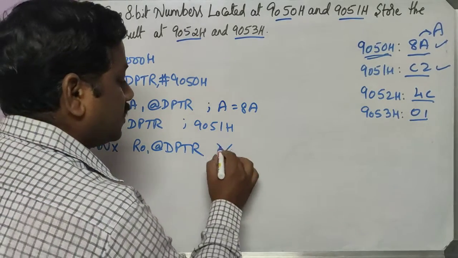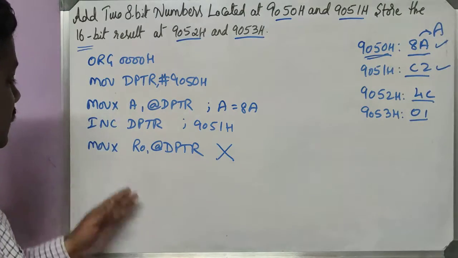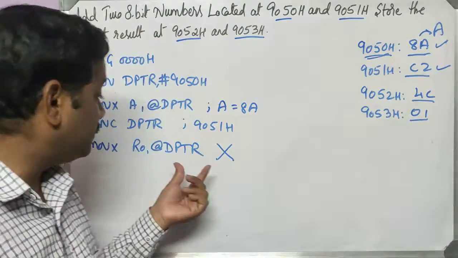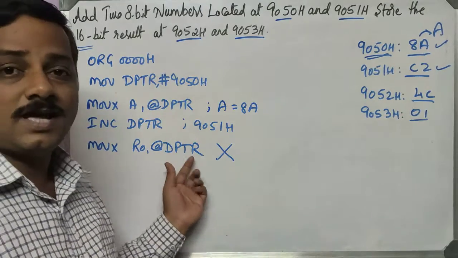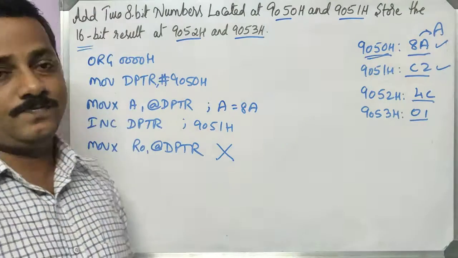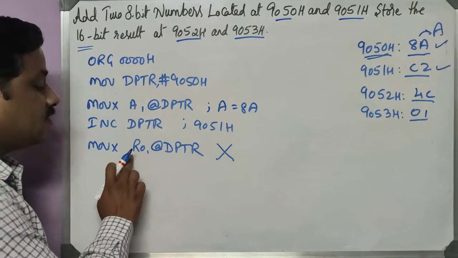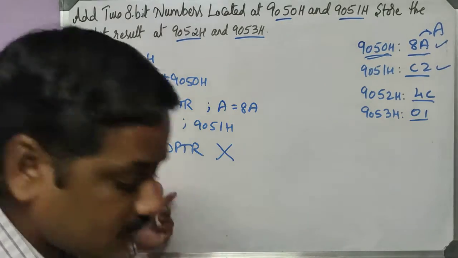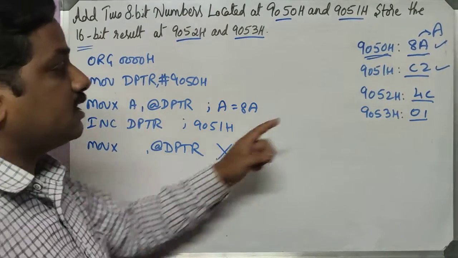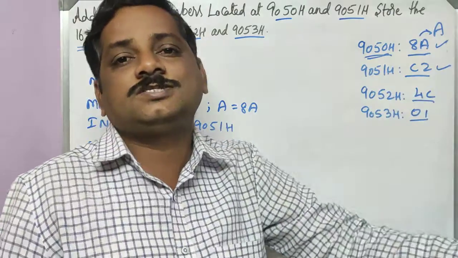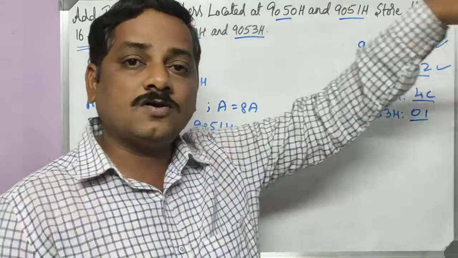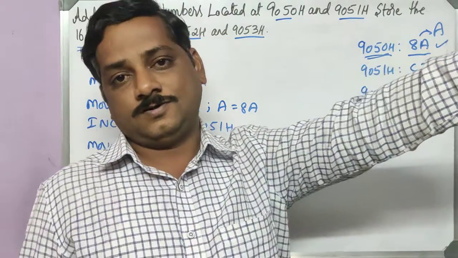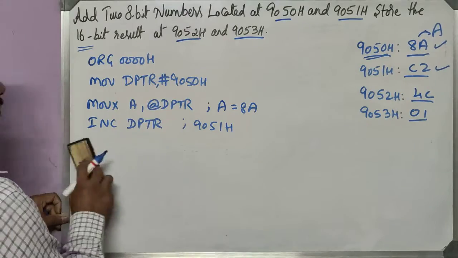But this will be a wrong instruction, because we have a limitation: whenever you are fetching data from external memory through DPTR, that can be communicated only through accumulator. I can use only accumulator here, I cannot use any other registers. I cannot directly move this to R0, because register to register is not possible. So I will take it into A, and from A I will move it into R0. That will be the concept.